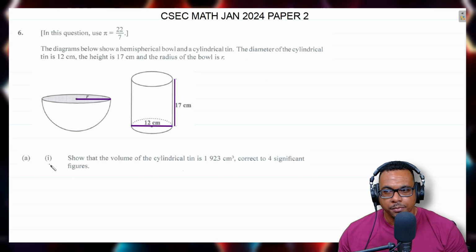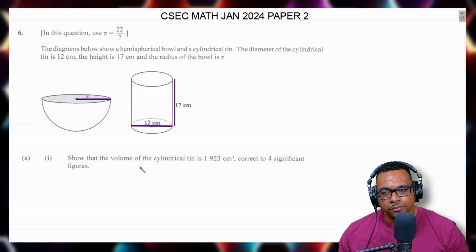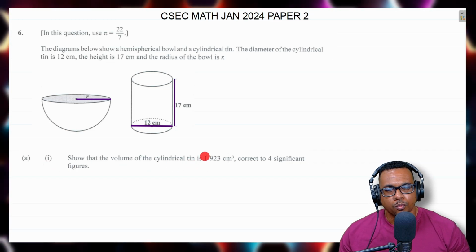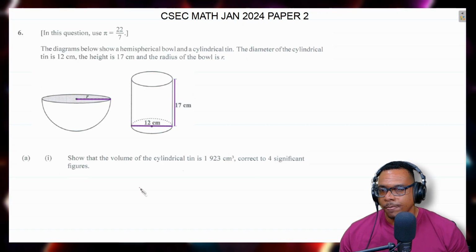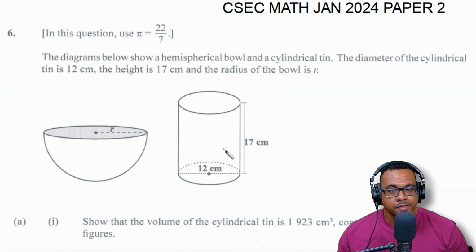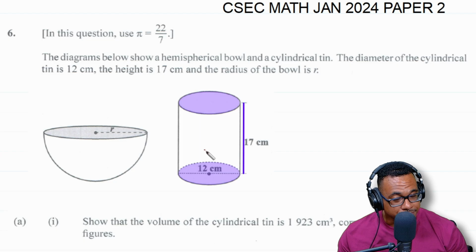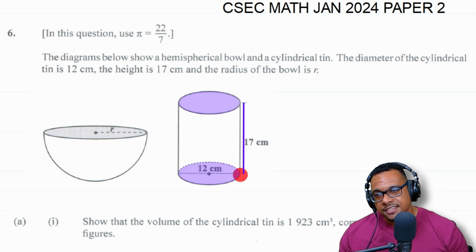Now for A, part 1, we want to show that the volume of the cylindrical tin is 1,923 centimeters cubed, correct to 4 significant figures. Now we know this cylinder is what you call a prism, and the volume of any prism is the cross-sectional area multiplied by the height. And we have a circle at the top, and opposite to the top is the bottom, and we have the same circle. So once we have the same face on opposite ends of a solid, that would make it a prism. And that same face on the opposite ends would be the cross-section. And the distance between the two same faces would be the height of the prism.